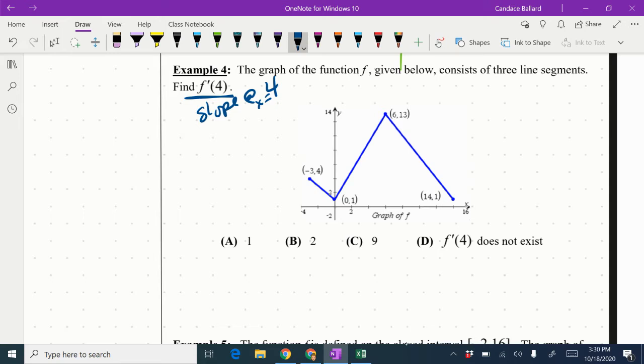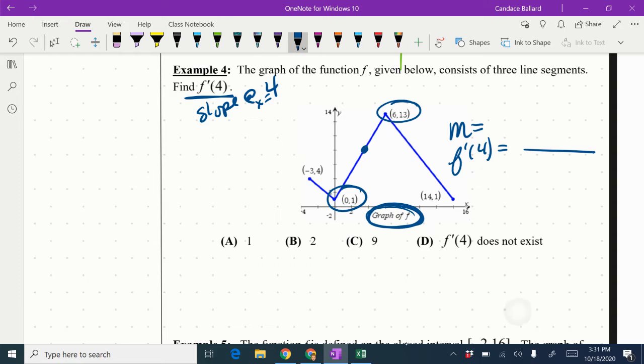So I have the graph of f. It's very important that we make sure we understand what our original is, which means I need to calculate the slope at 4, which would be about right there. I could do the slope triangles, but it's probably more accurate in this case to just do the slope formula. So I'm going to find the slope, which is really f prime of 4. I'm going to subtract my y values, 13 minus 1, over my x values, which is 6 minus 0. So 13 minus 1 is 12 over 6, which is 2.